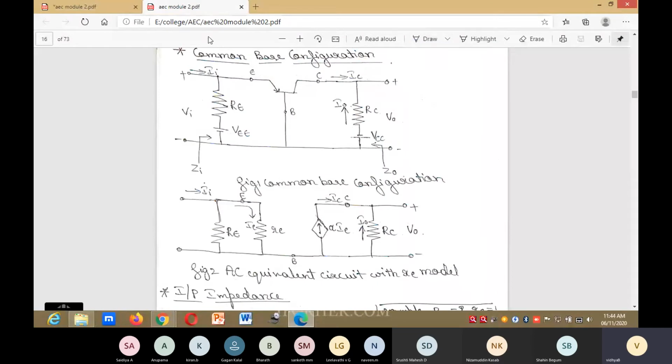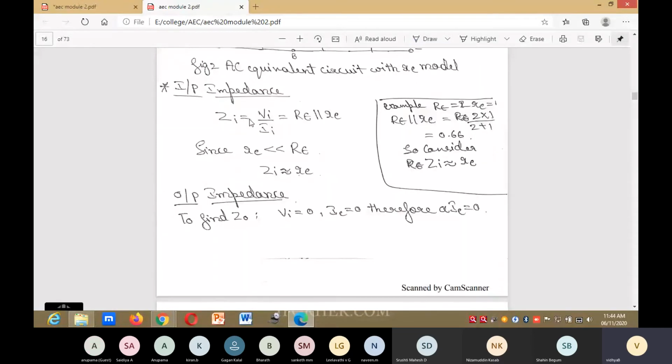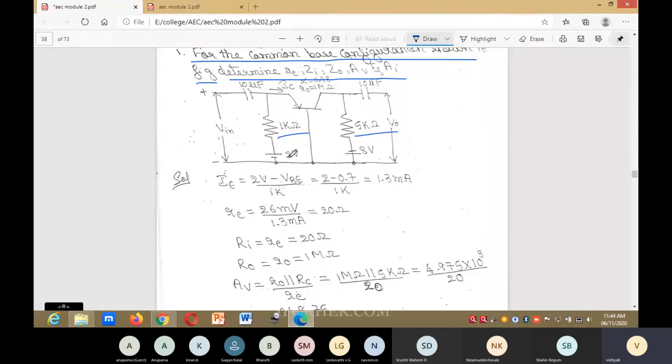Formulas: IE is equal to 2 volts minus VBE divided by 1 kilo ohm.